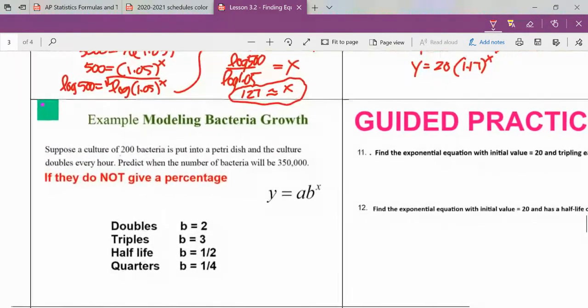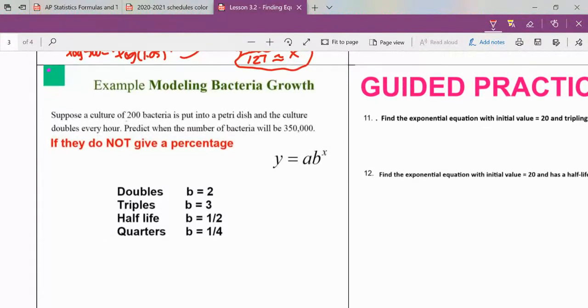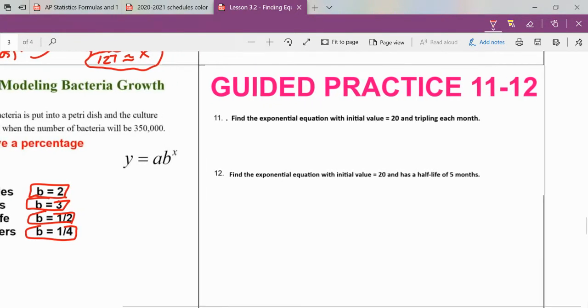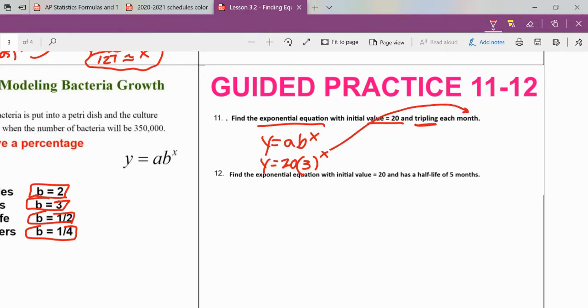All right. Well, sometimes they don't give you the percentage. They just tell you that it's doubling or it's tripling. So again, just realizing doubling is multiplying by 2, tripling is multiplying by 3. A half-life would be a half, or if we're talking about quarters, 1/4. Okay. So how does that look in a problem? Well, again, if I'm finding an exponential equation, that's y equals a times b to the x. Initial value is 20. And then if it says it triples every month, well, that's 3. And the x here again stands for each month.